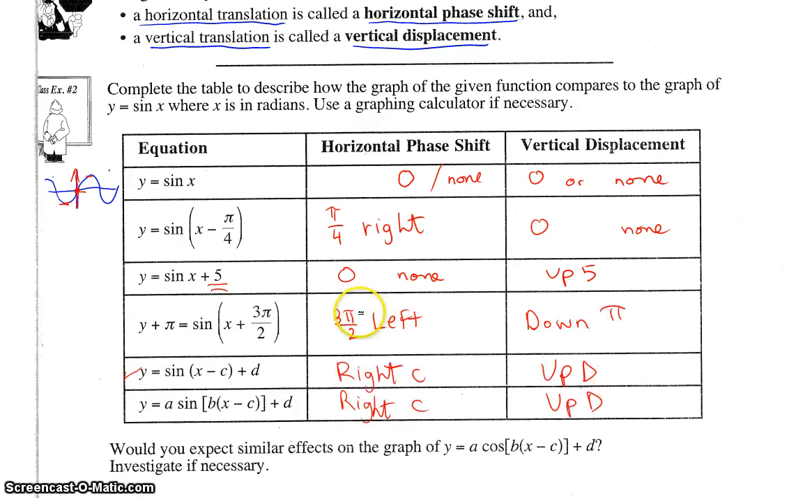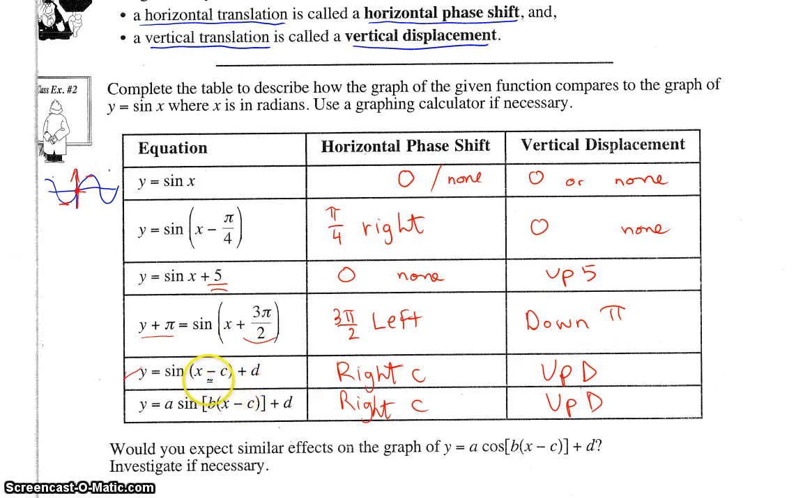Okay, so for the next one, we should have gotten that it moved left pi over 2, 3 pi over 2, and this plus pi over here with y, you could subtract it to the other side, but when it's with the y, it's opposite, so it would be down pi rather than up pi. And then the last two are just the generic version of that.